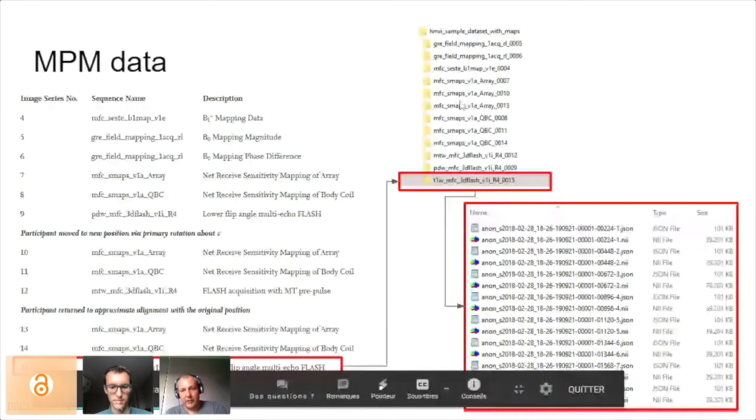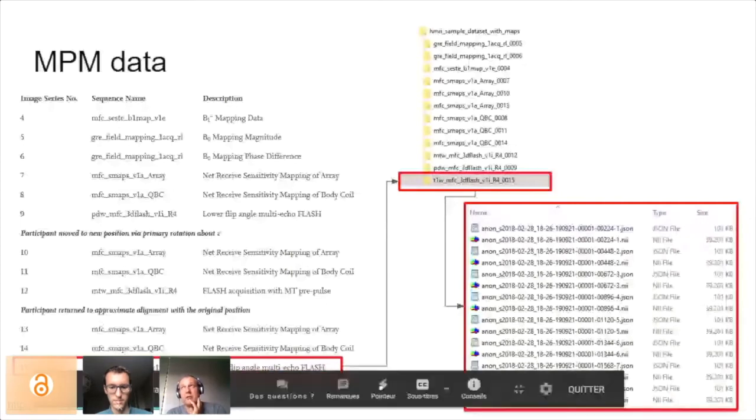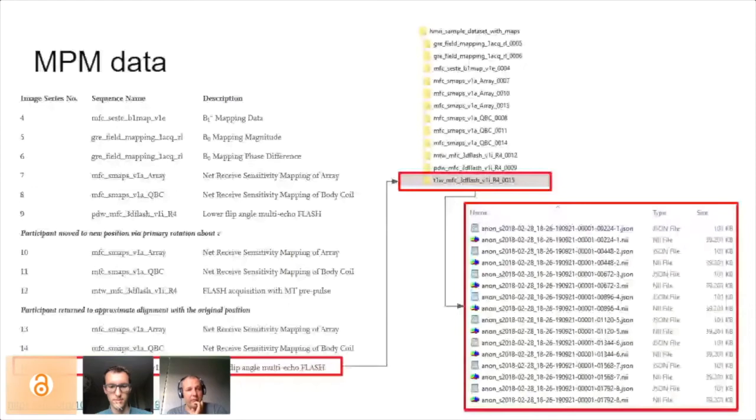For example, here, for the T1-weighted images, you have a series of 8 T1-weighted images with the accompanying JSON. The JSON contains a dump of the DICOM header, so you have all the acquisition parameters, but you may not be interested in all those data.